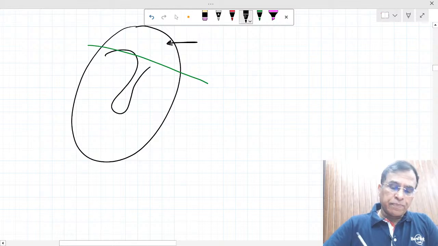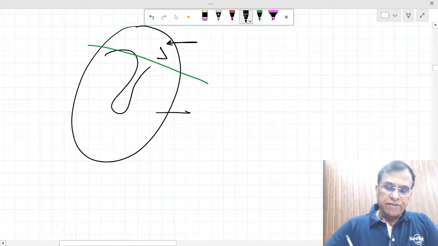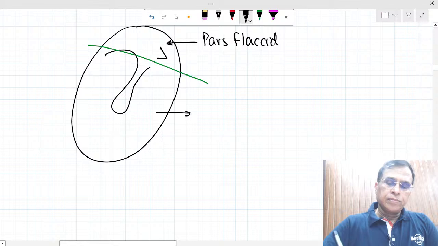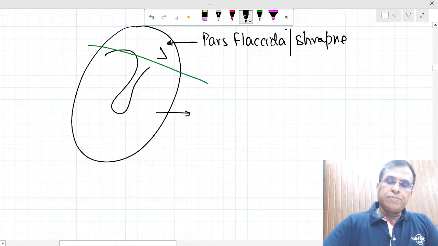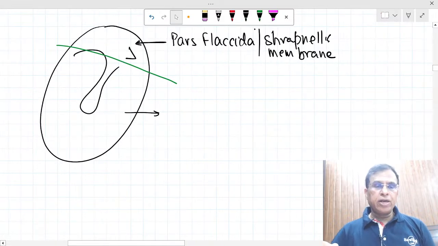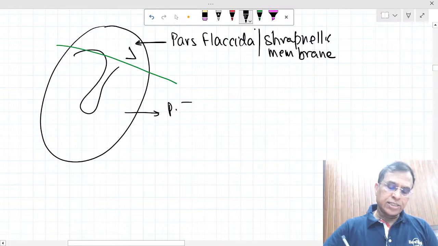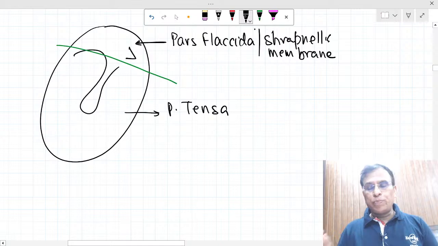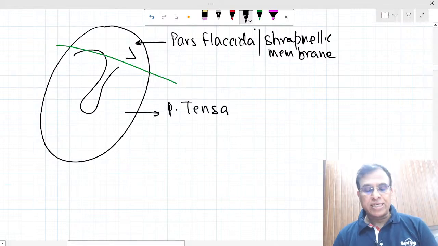These 2 parts of the tympanic membrane have names. The upper smaller part is called pars flaccida, also called the Shrapnell's membrane. And this is another MCQ, what is Shrapnell's membrane also called? Shrapnell's membrane is the other name for pars flaccida. And the lower bigger part is called pars tensa. So basically, the tympanic membrane has been divided into 2 parts, pars flaccida and pars tensa.